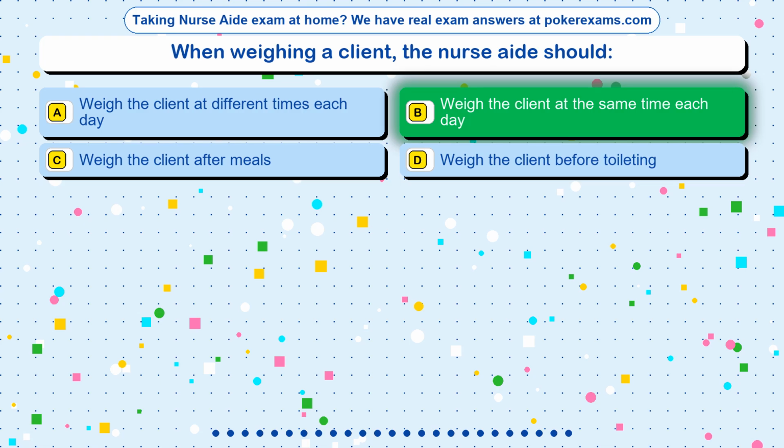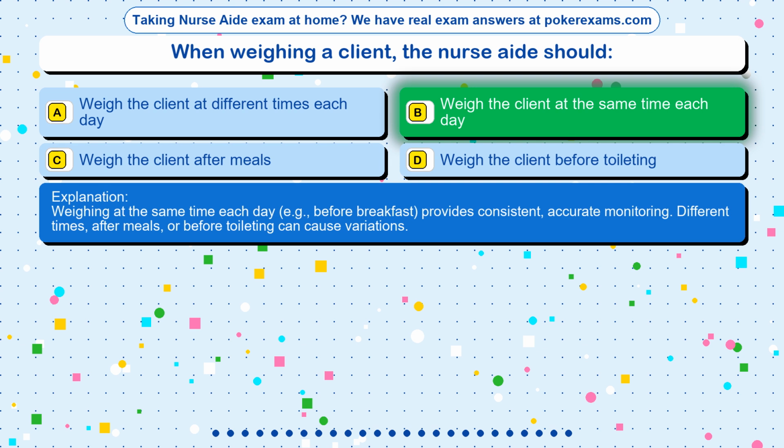The correct answer is option B, weigh the client at the same time each day. Weighing at the same time each day, example before breakfast, provides consistent, accurate monitoring. Different times, after meals, or before toileting can cause variations.